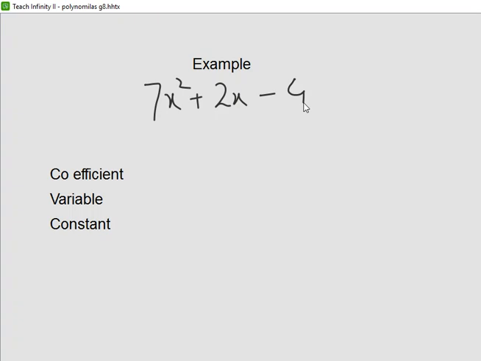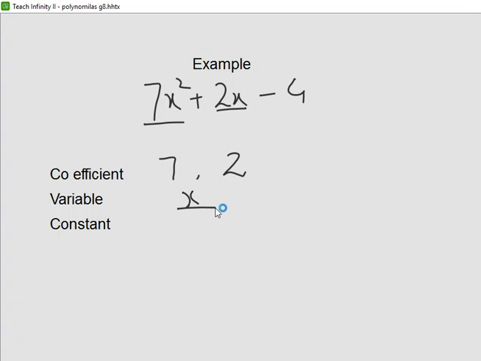So what is the coefficient here? In the first term, 7x square, 7 is the coefficient, and in 2x, 2 is the coefficient. So the number along with any alphabet, that is x, y, z, or a, b, c, that number is called the coefficient. Now the alphabet, that is x, y, or z, is called a variable. Like suppose here we have 7x square, so this x is a variable.